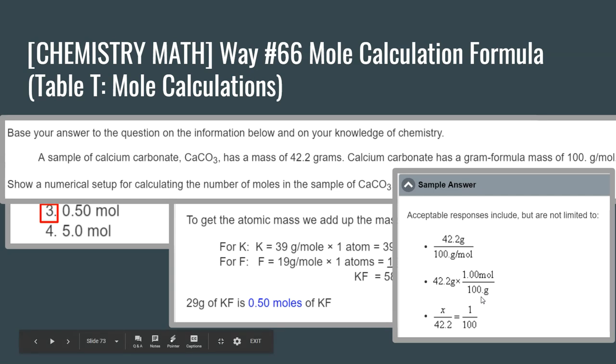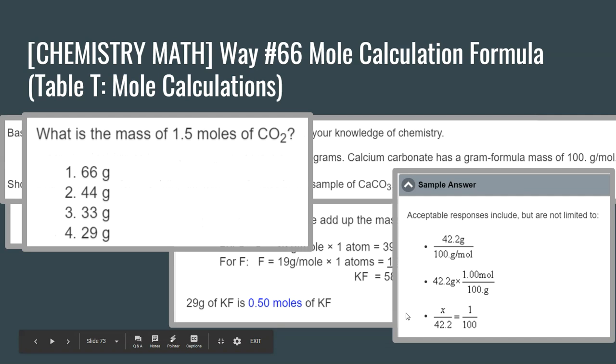Alternatively, you could use dimensional analysis. This is a technique that involves cancellation of units. Here we know that 42.2 grams times 1 mole per 100 grams of calcium carbonate will cause the grams to cancel, and this will give you the number of moles. Alternatively, you could set up a proportion. You know that X over 42.2 is equivalent to 1 mole over 100 grams. Cross multiply, and that will solve the answer for you.